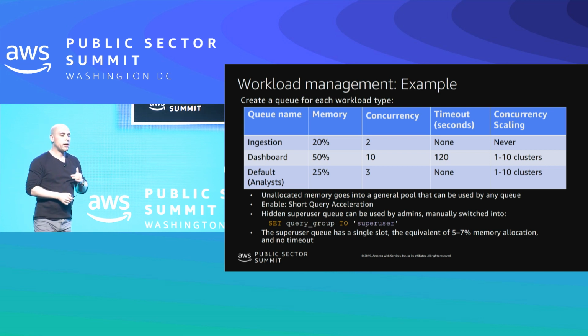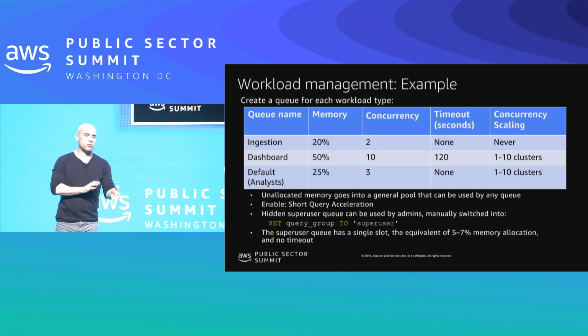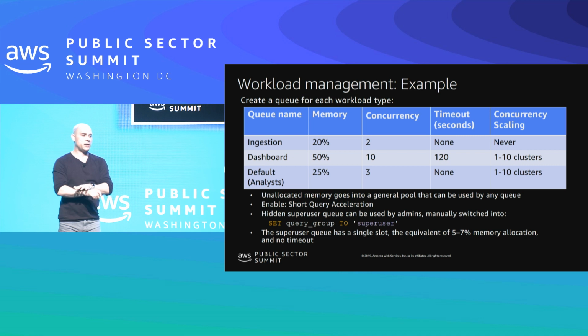For my dashboard queue, I'm going to give it quite a larger number of concurrency. So I've set it up to 10 slots, and I've enabled concurrency scaling, which allows it to leverage additional Redshift clusters. Then I have this default queue here at the end. We'll say that's my queue for everyone else, maybe my data science users and business analysts who are going to run ad hoc queries.